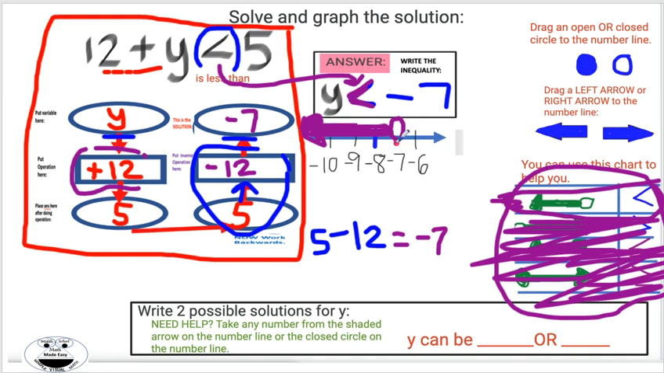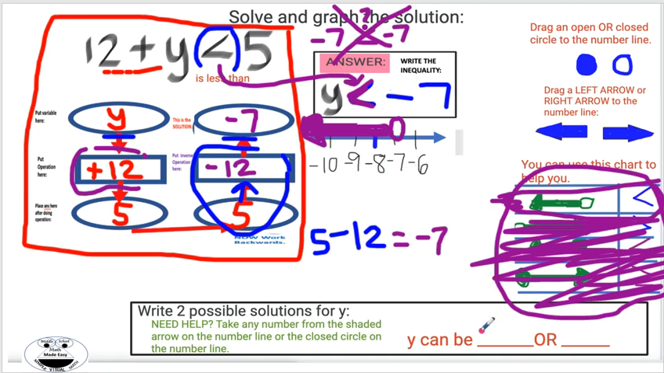So what does this open circle mean? The open circle means that -7 is not a solution, which makes sense because if I put -7 here instead of y, is -7 less than -7? No, it is not less than. It is equal to. What about -8? -8 is less than -7 because when you go to the left on the number line, the numbers get smaller. -8 is on the left of -7.